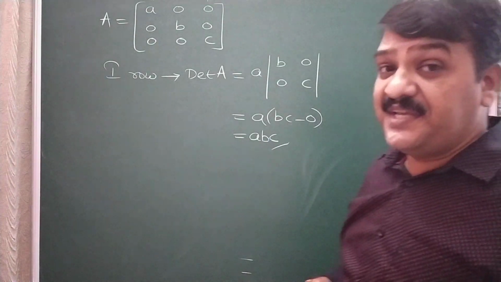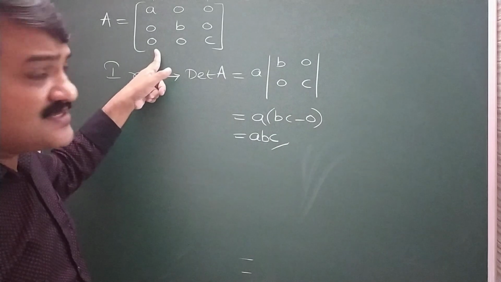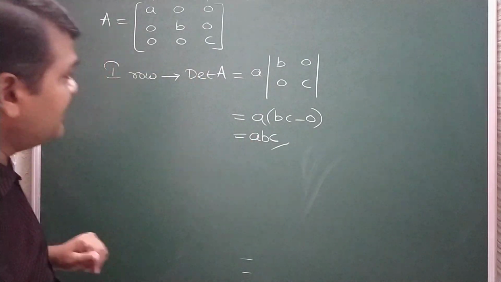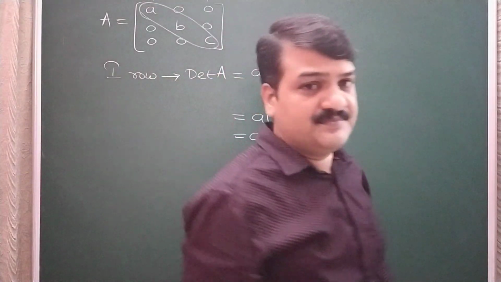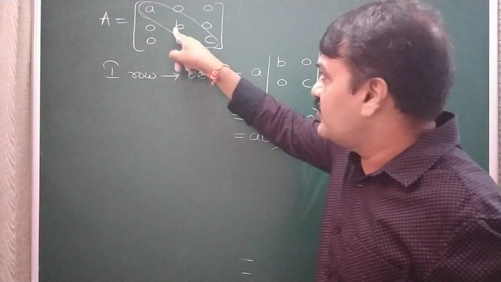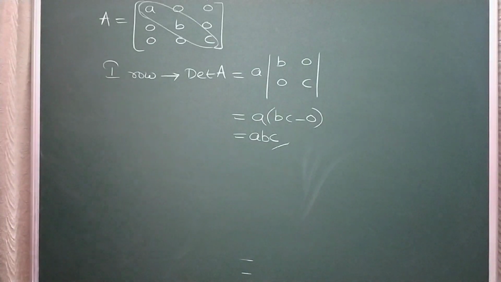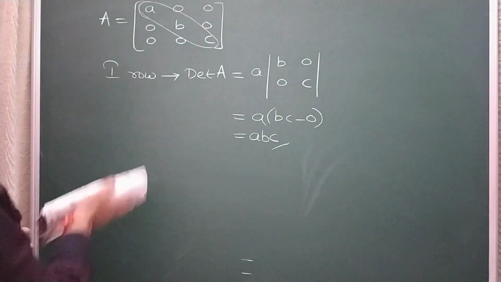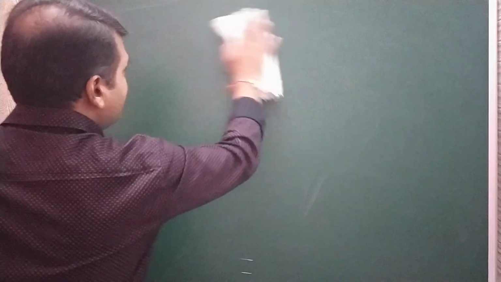And what is the property here? Whenever you are given a diagonal matrix like this, the determinant is nothing but the product of the diagonal elements. That is the important property here. So whenever the given matrix is a diagonal matrix, the determinant is always the product of the diagonal elements. Okay, so this is the important property you have to understand. For a diagonal matrix, no need of applying the determinant formula. Just write the product of diagonal elements, that's all.